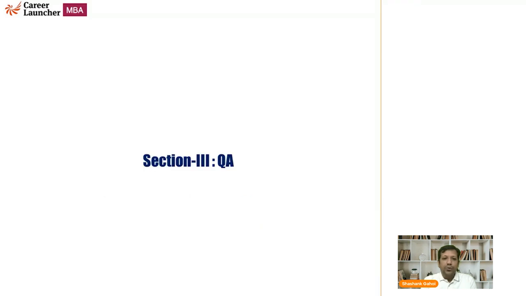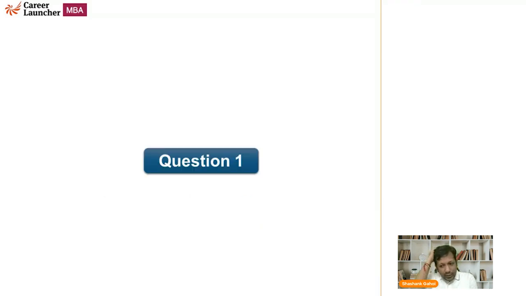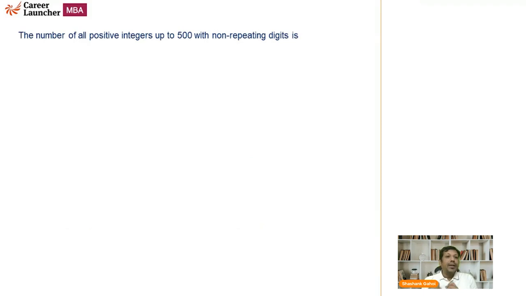Now let's move on to question number 1. What does question number 1 say? The number of all positive integers up to 500 with non-repeating digits. Fair enough. And the question doesn't mention how many digit numbers we are talking about. So we have to talk about 1-digit numbers, 2-digit numbers, and 3-digit numbers.